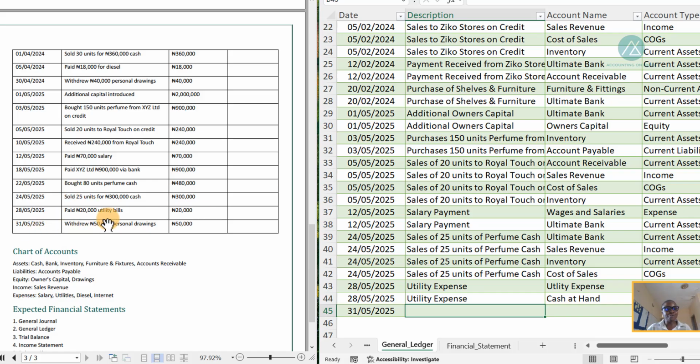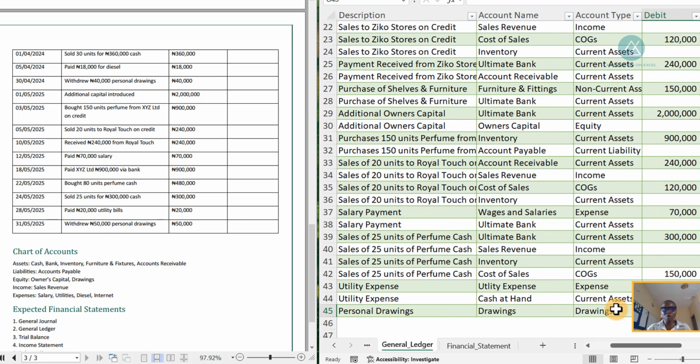So we drew 50,000 for personal drawing. So we'll say personal drawings. So money you withdrew for your personal use, not for the business, for your personal use, right? So what will be impacted? Your drawings account, which is an equity but with a debit default balance. So how much is it? 50,000.